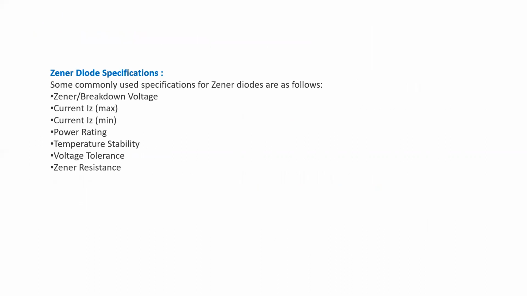Now we will see the next point. These are the general specifications for the Zener diode. As usual, for every semiconductor diode, the first point is the breakdown voltage, which may be forward or reverse breakdown voltage. Second, the maximum Zener current and minimum Zener current. Next are the power rating, the temperature stability, the voltage tolerance of the diode, and lastly the resistance of the Zener. All these are the Zener specifications, and their values depend on the diode.